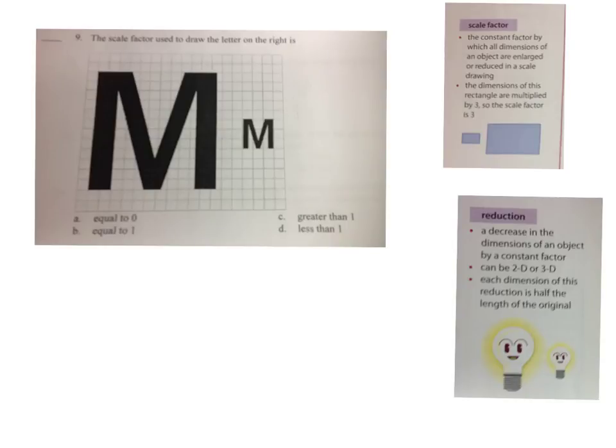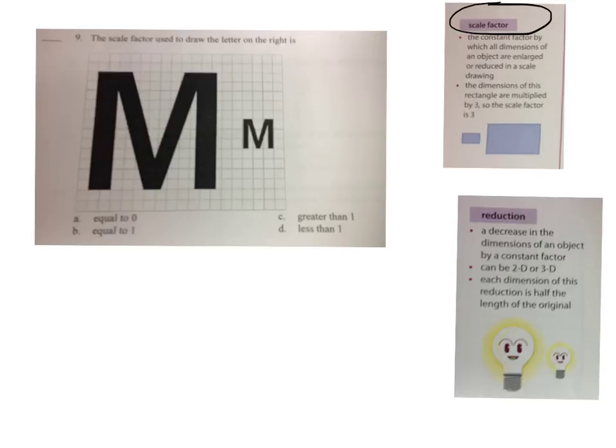Hello Math fans, today we're going to look at the second part of section 4.1 of unit 4, and that is the concept of reduction. But also we're going to take a look at and remind you of something called scale factor. So scale factor is the constant. Now that's the key word there, is constant factor by which all dimensions of an object are enlarged or reduced in a scale drawing. Right?